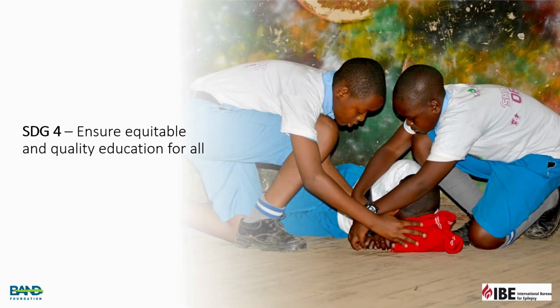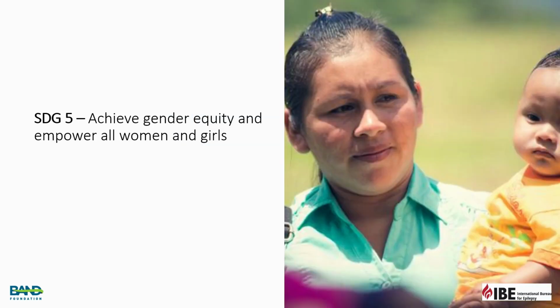SDG 4 ensures equitable and quality education for all. Having children with epilepsy succeed in school is a priority of all IBE chapters. They could be partnering with other UN agencies like UNICEF, which shares this priority and has offices in 190 countries. UNICEF's mission is to help children and youth to fulfill their potential. Other non-state actors, for example, the International Federation of Teachers Associations, and even corporations like Microsoft, are committed to SDG 4 to ensure equitable and quality education for all.